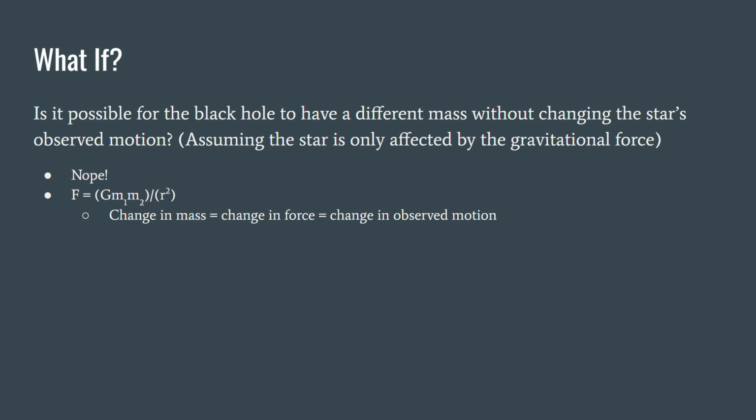So now we ask, what if? Is it possible for the black hole to have a different mass without changing the star's observed motion, assuming the star is still only affected by the gravitational force? The answer is no. As we can see by the formula here for the gravitational force, any change in the mass would result in a change in the force. And as we've shown, the force is connected to the motion of an object, so that will result in a change in the observed motion.